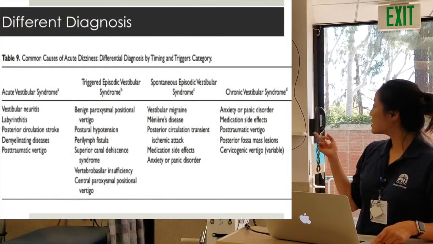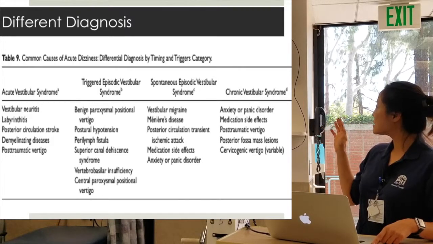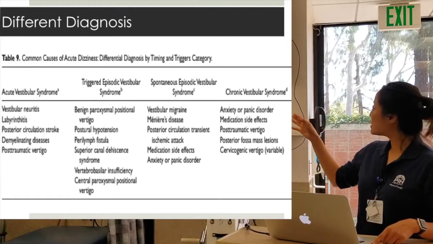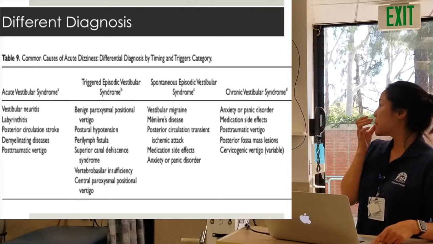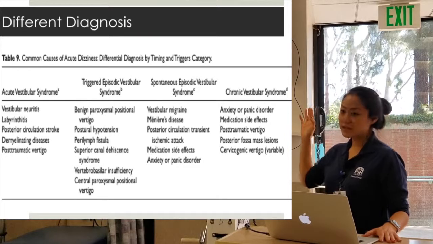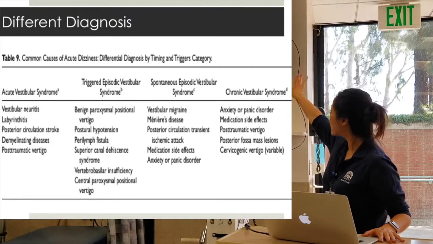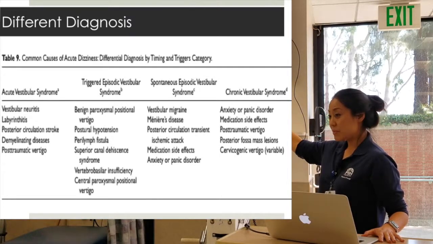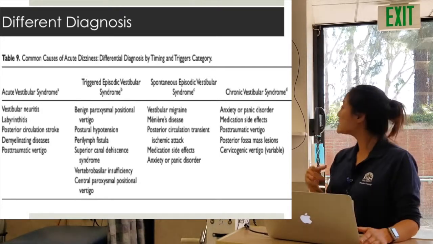This is another look at the same list of diagnoses, but I like this one better because here they separate them into acute vestibular, triggered episodic, spontaneous episodic, and chronic vestibular. So during the subjective, you can tease out better which one it is. If it's something chronic, I might be looking on this side to see what it could be. If it's something acute, I might be looking on that side. If you guys want a copy of this, I have it at my desk.